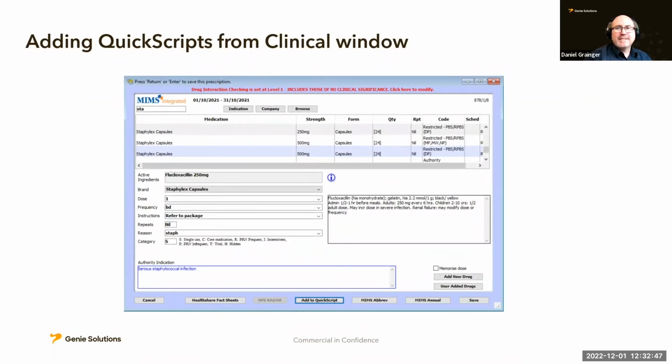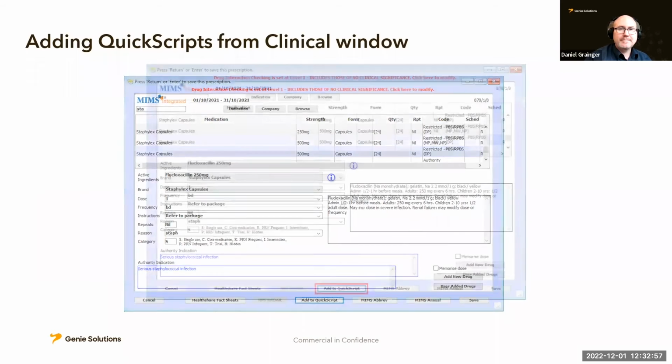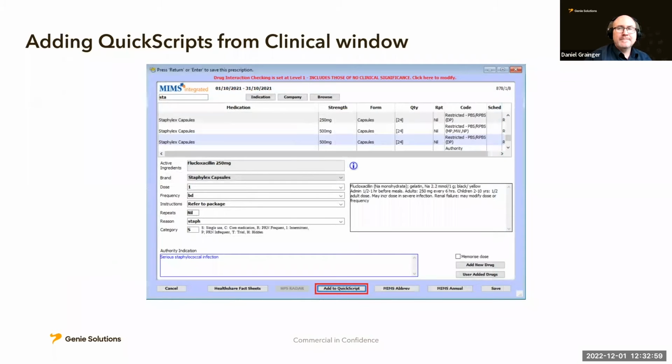When you are in your patient's clinical window and you are adding a normal script, you can find the Quickscript button at the bottom center of the prescription window. Once you have completed filling in your script information, click this button to add your selected script to the Quickscript list. This will save it with all the relevant details that you have entered.